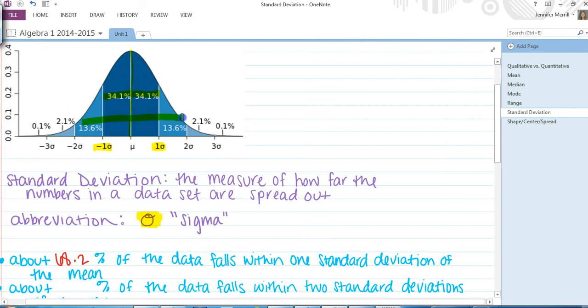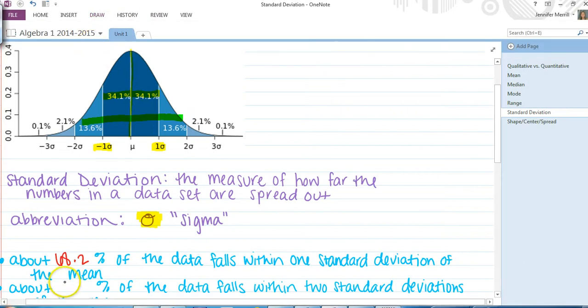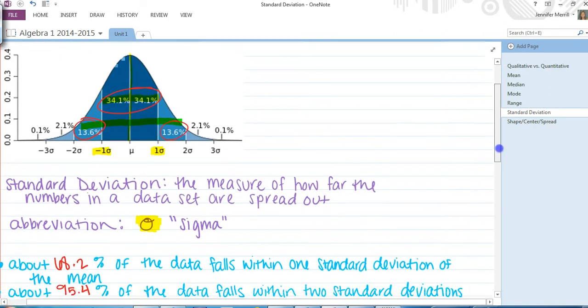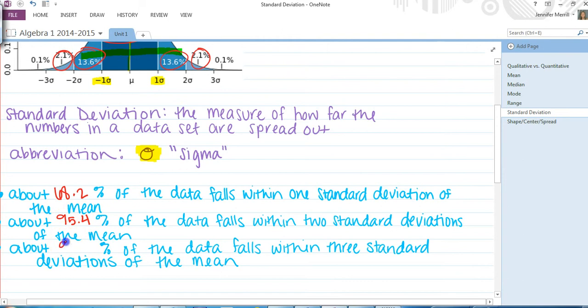If I look at two standard deviations, about 95.4% of the data falls within two standard deviations. This is because we have the 68.2%, which falls within one standard deviation, and then you're adding another 13.6% on each side. Lastly, we need to add 2.1% on each side of that. So within three standard deviations is about 99.6% of the data.